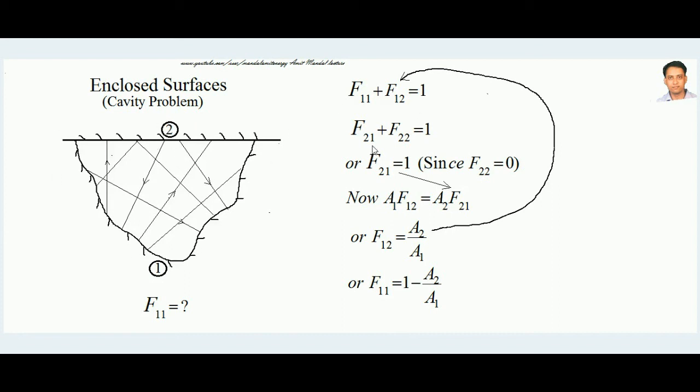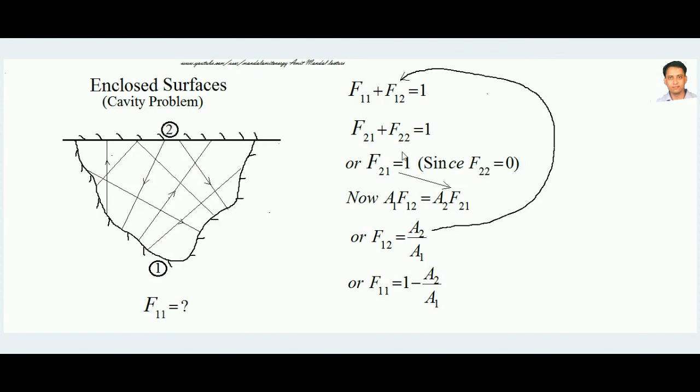With respect to surface 2 also you can write F₂₁ plus F₂₂ must be equals to 1. Now F₂₁ is 1. The reason being F₂₂ is 0. Can you tell why F₂₂ is 0? F₂₂ is what? The view factor of surface 2 with respect to itself. Since this is a flat surface, and for a flat surface the own view factor is 0, so you can write F₂₂ as 0. So ultimately what we are getting?